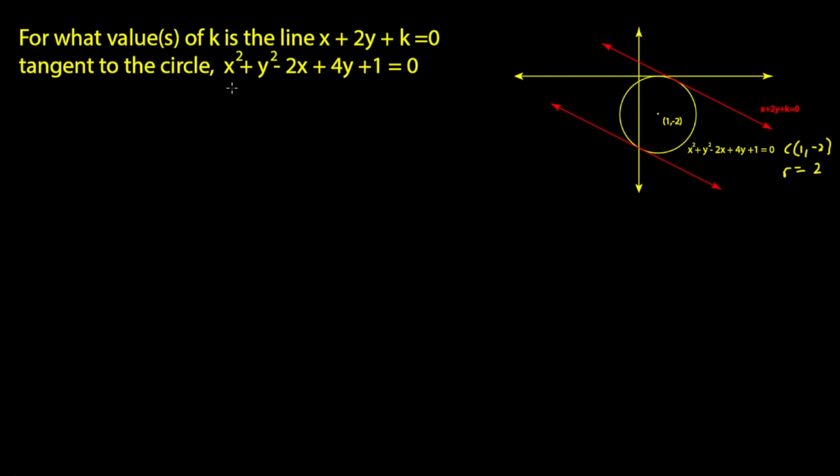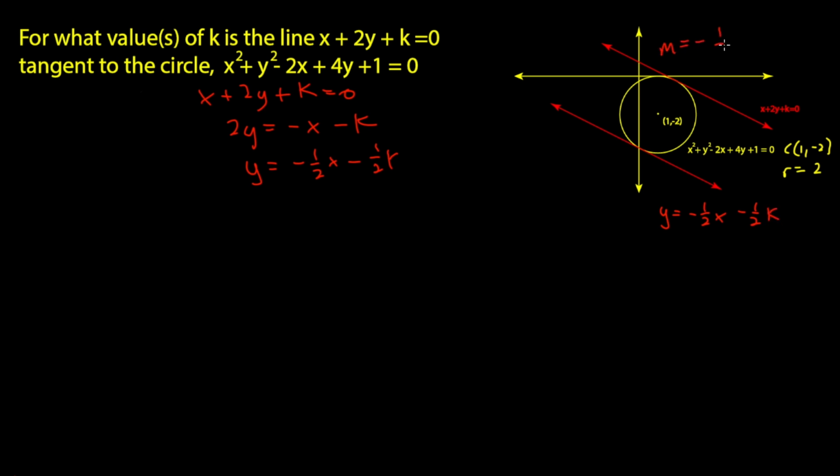So x plus 2y plus k equals 0. 2y equals negative x minus k. Y equals negative 1/2 x minus 1/2 k. Okay, so we can write this thing right here. I'm going to put this down here so there's more room. This is for either of these lines. Y equals negative 1/2 x minus 1/2 k. So as you can see, the slope of these lines is negative 1/2.